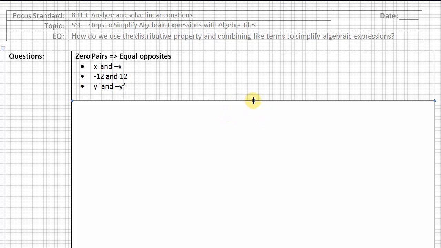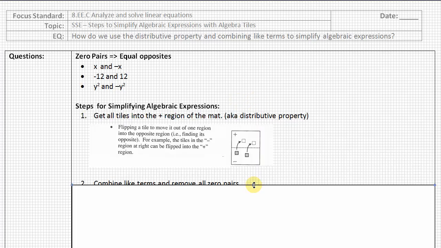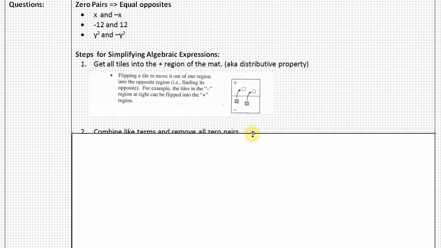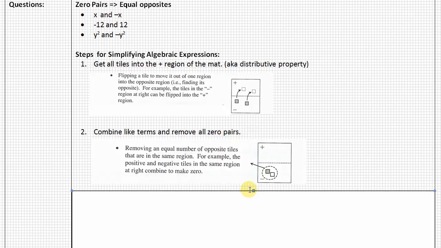There are two basic steps that we follow when trying to simplify algebraic expressions. First, we want to get all the tiles into the positive region of the mat. That really only applies when we're using algebra tiles. What that involves with algebra tiles is flipping them from usually the negative lower region into the positive region.